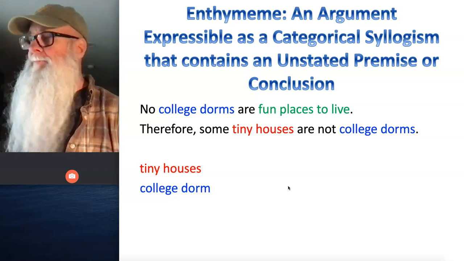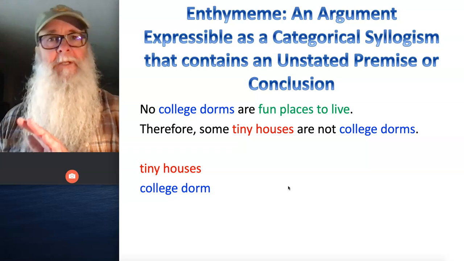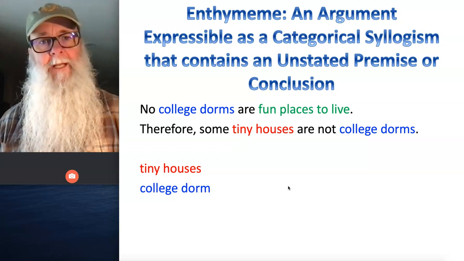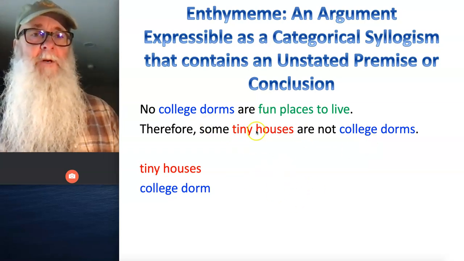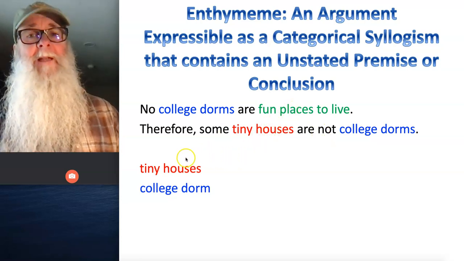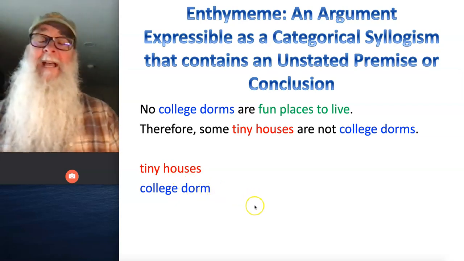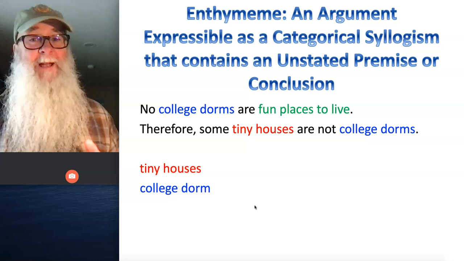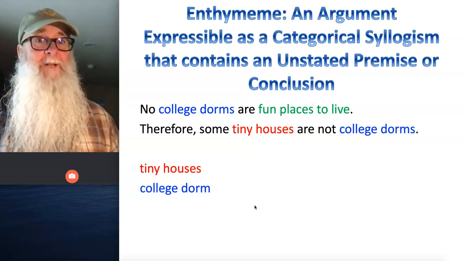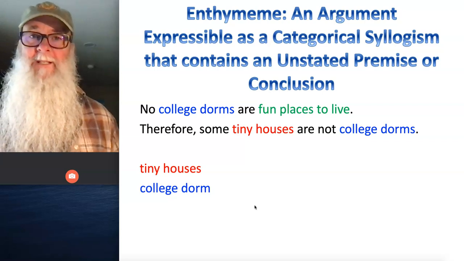So I'm looking for another statement, a premise statement that includes the terms tiny houses and college dorms, because I know that a standard form categorical syllogism contains three terms that appear two times each in exactly the same way. And because college dorms has already appeared twice, and fun places to live and tiny houses have only appeared once, my statement needs to involve these two terms. Okay? Now, what I can do is use my knowledge of standard form categorical syllogisms and the rules to determine what exactly that statement should be.